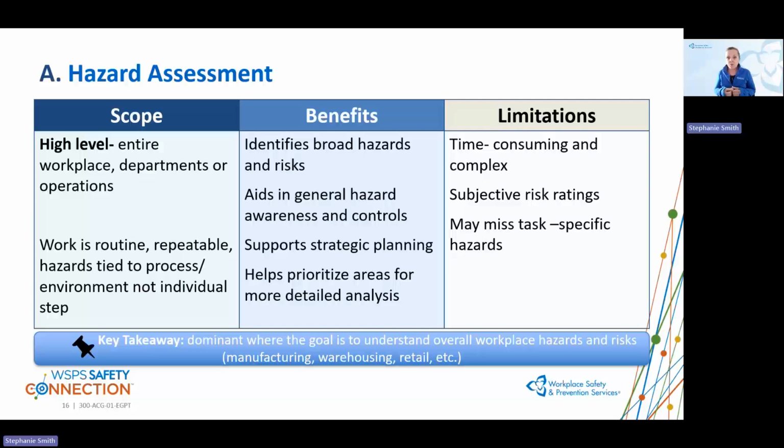It can also help prioritize areas where you need more details. So maybe it is saying, hey, we have an MSD hazard, so musculoskeletal disorder, that maybe we need to have a further assessment, a more detailed assessment coming in. Or there's a chemical exposure. We may need more chemical exposure assessments done, like a hygiene assessment. Some of the limitations, of course, of hazard assessments is they can be time consuming.